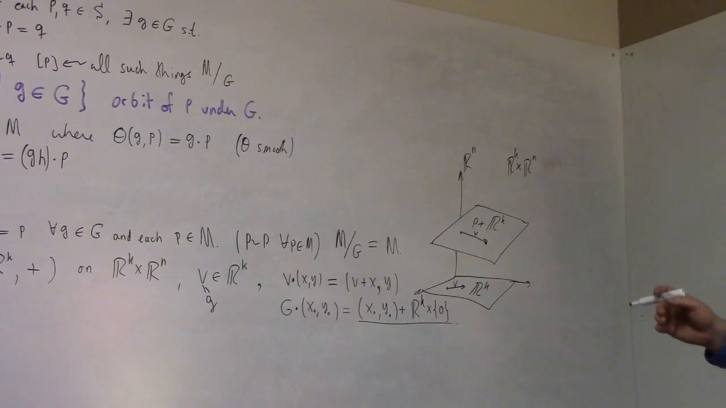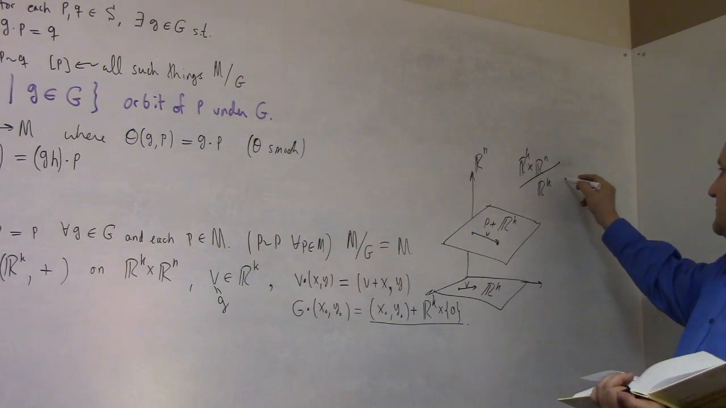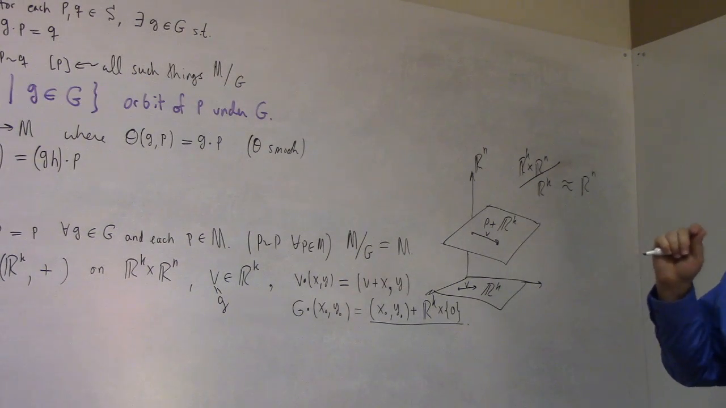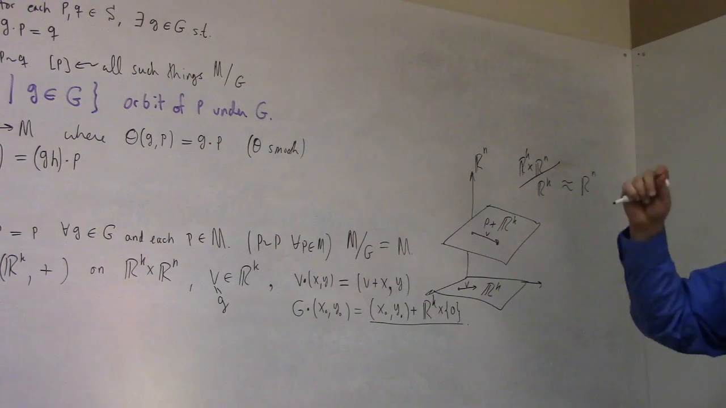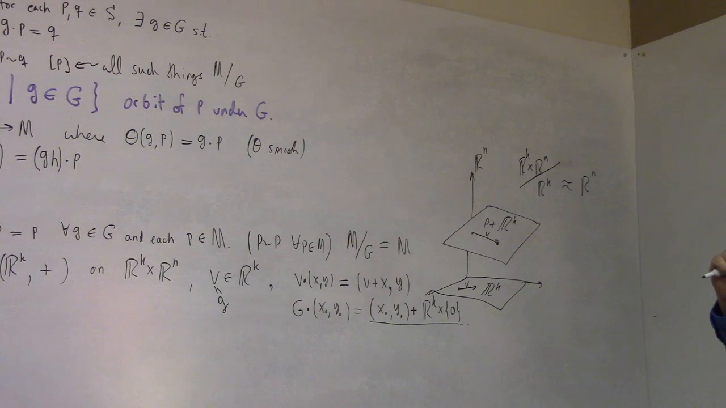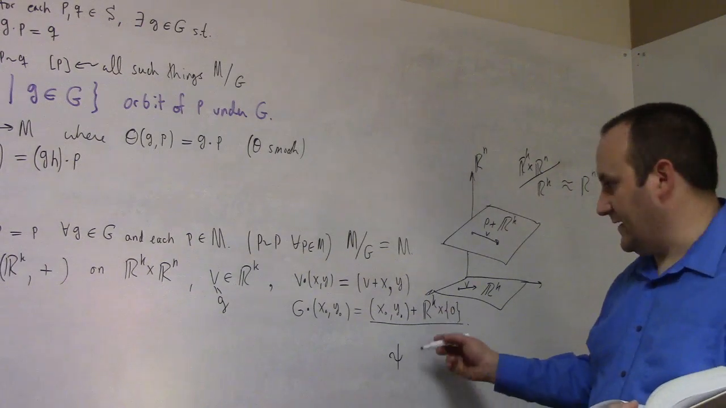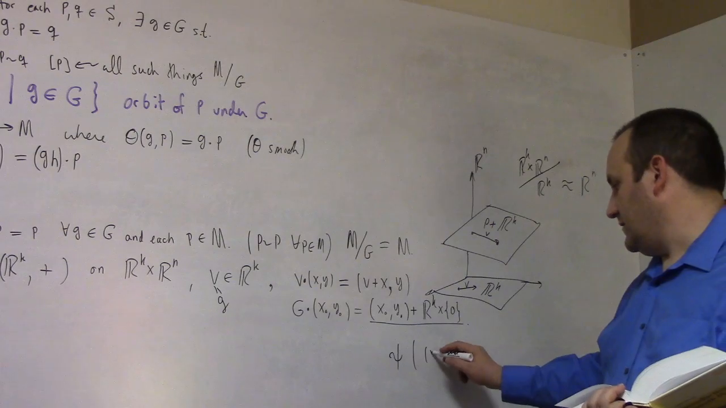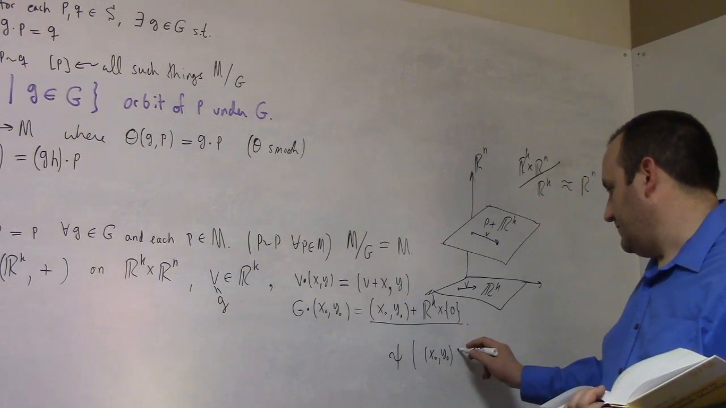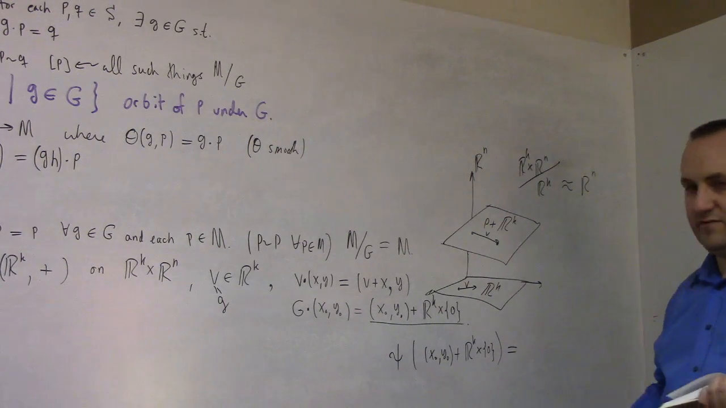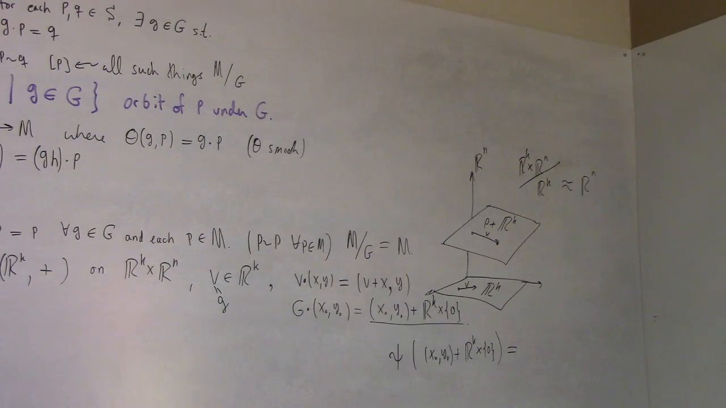So in fact, if you look at this mod R^k, it's pretty obvious that we get R^n. In other words, the orbit space: if you want to label or parameterize the orbits, what's a coordinate on the orbit? Here I want to define psi on, say, X naught, comma, Y naught, plus. Goodness gracious, this notation's obnoxious. What would a natural coordinate map on this be? How can I represent this orbit?